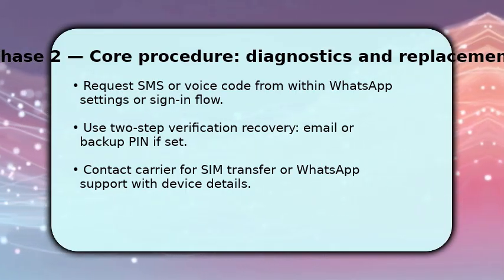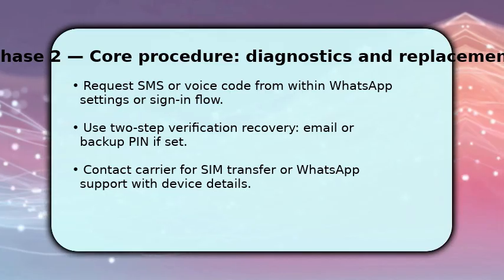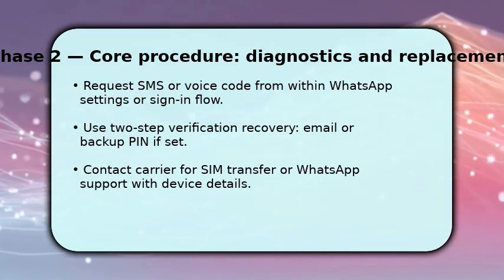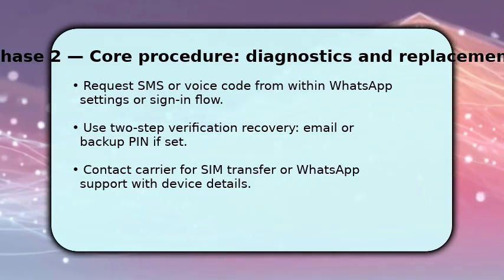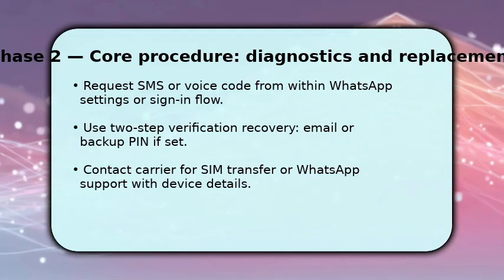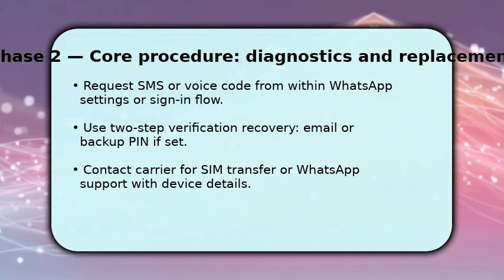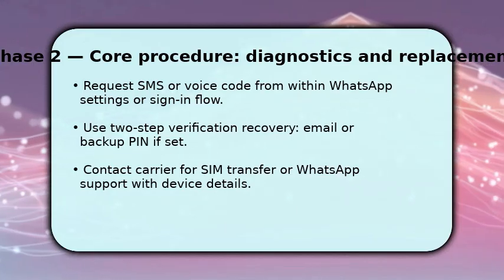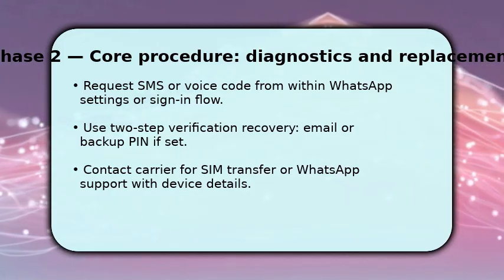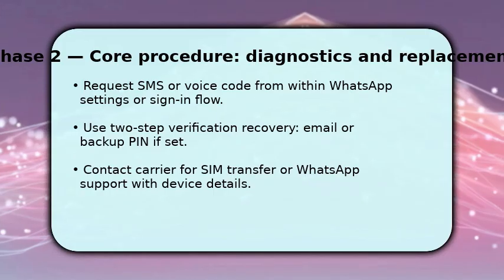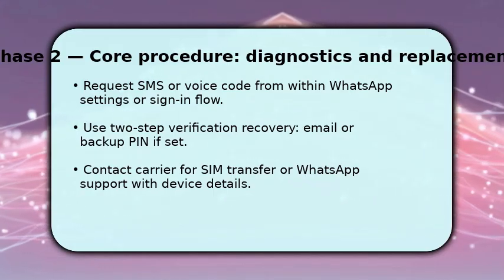If you set two-step verification, retrieve your recovery email or use the PIN you saved. That restores access without bypassing protections. If your SIM was lost or transferred, contact your carrier to reissue the number, then request the WhatsApp code. Make sure to use the same phone number format plus country code when entering it in the app.